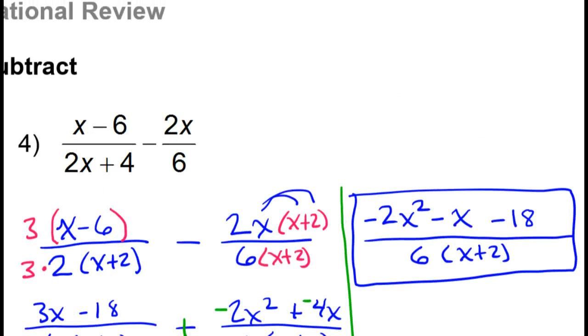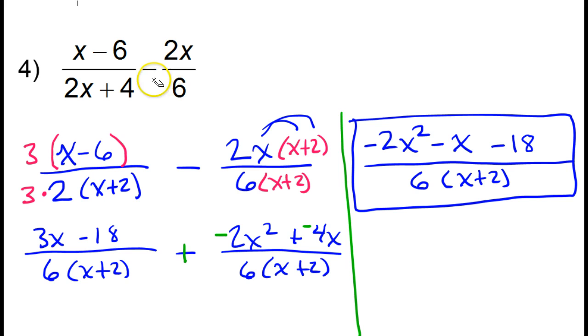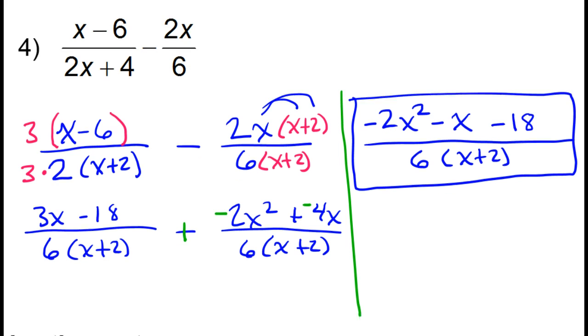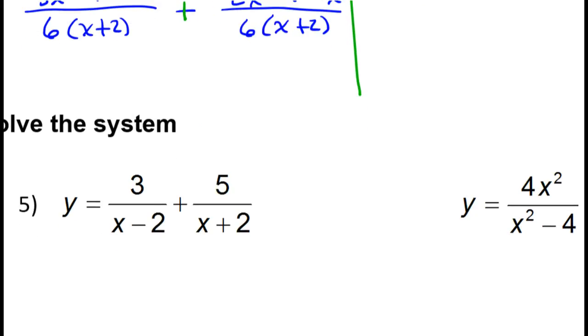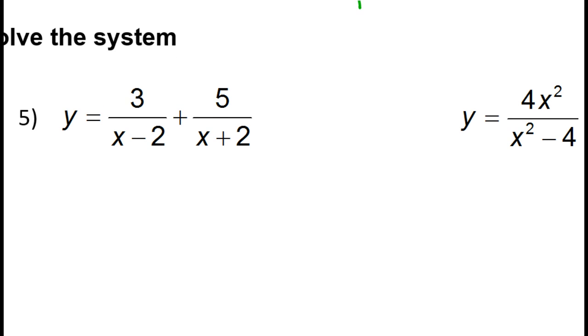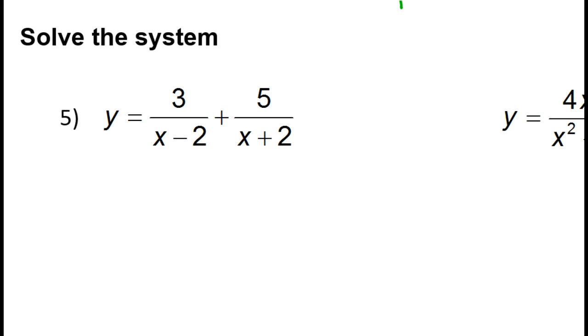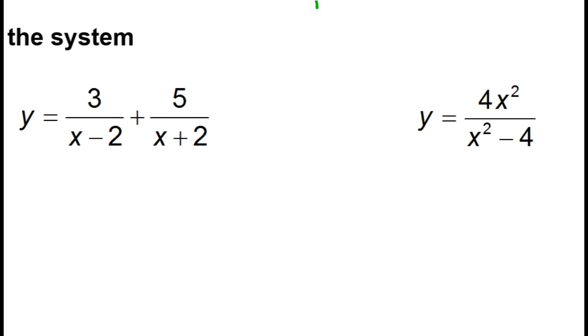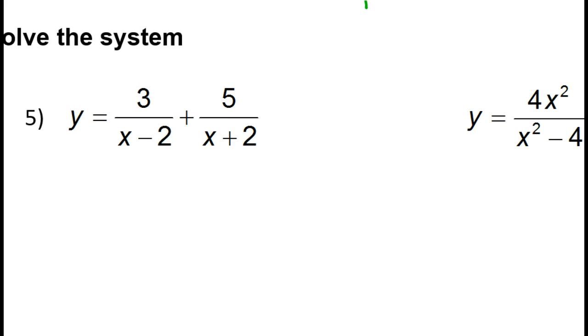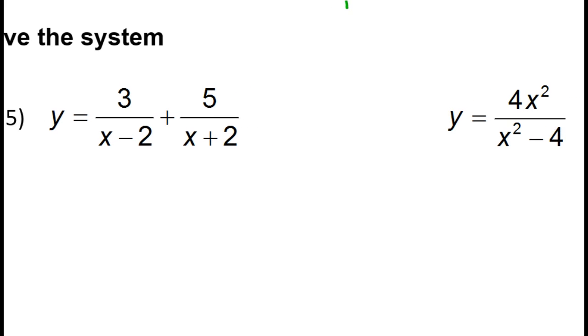Okay, so that is how you subtract rational expressions. Now, let's look at how you solve a system of rational expressions. So that's where we have y equals this, y equals that. When you see that y, know that in the end we're going to have to find not only x but also y. So your first move is going to be to set these equal to each other.